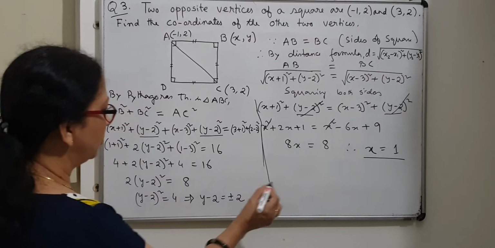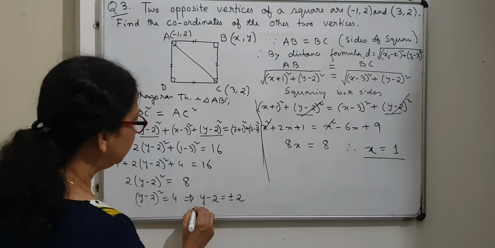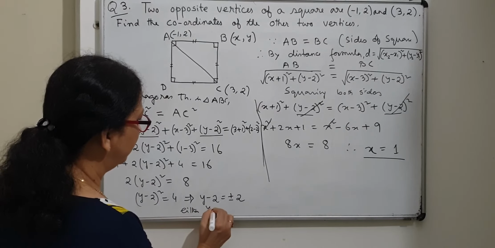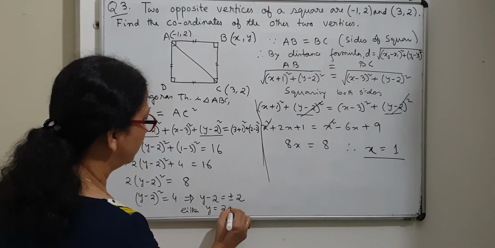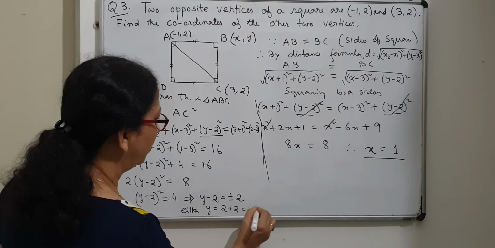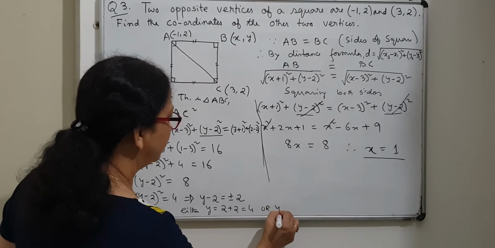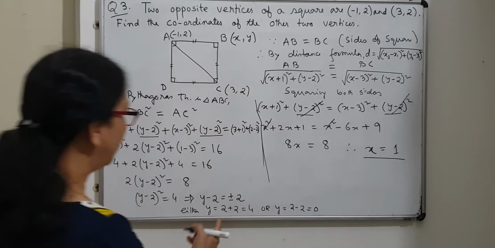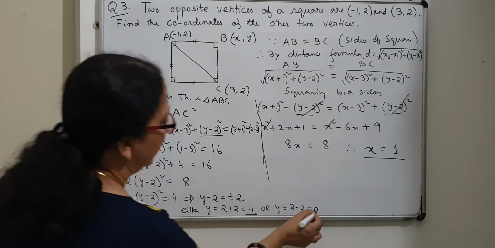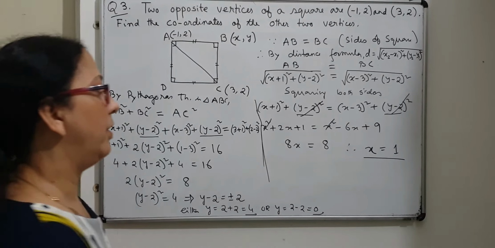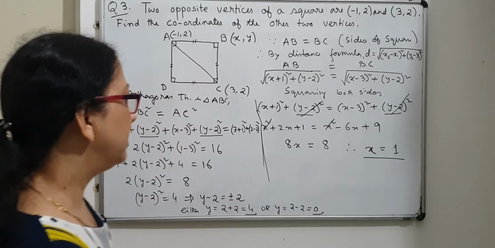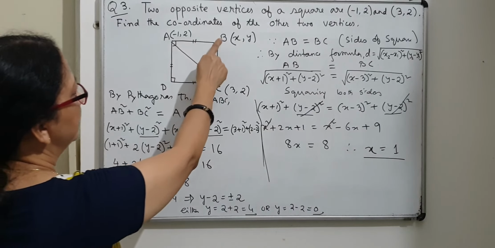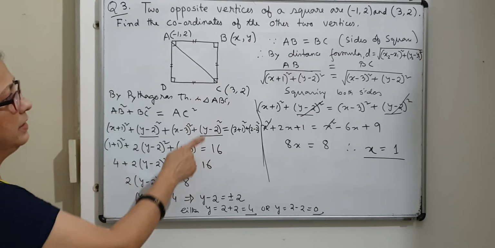So from this I am getting two values of y. Therefore either y is equal to 2 plus 2, that is 4, or y is equal to 2 minus 2, that is 0. So I have got two values of y, 4 and 0, but there is only one value of x. It means what? To satisfy this condition, that is, these are the vertices of a square.